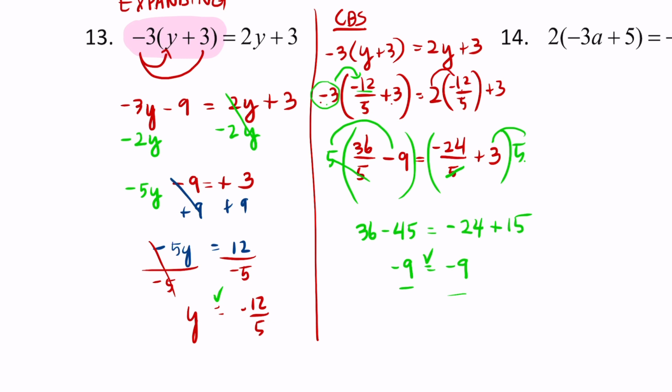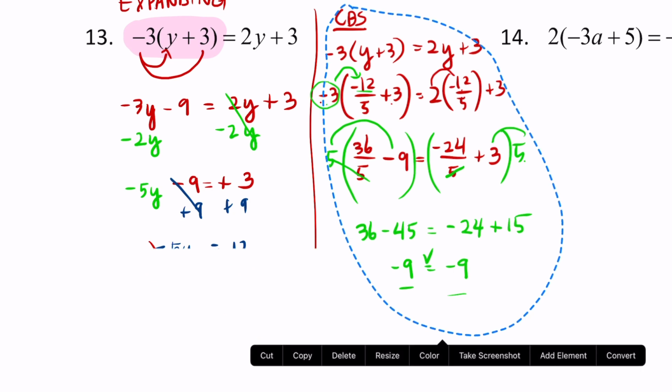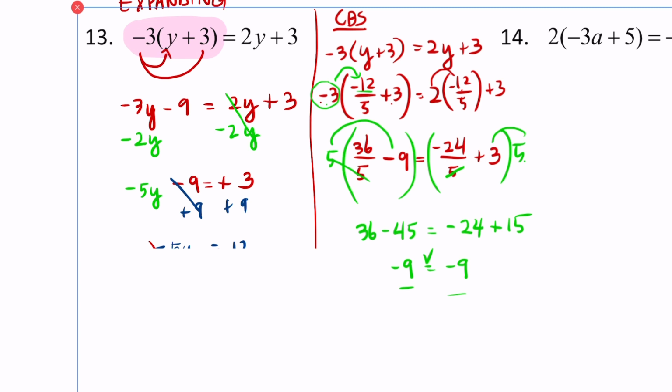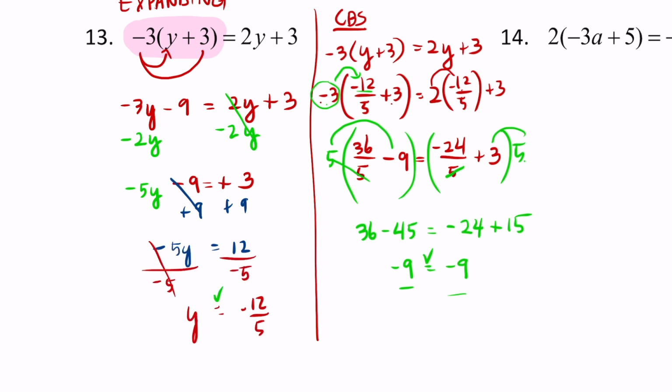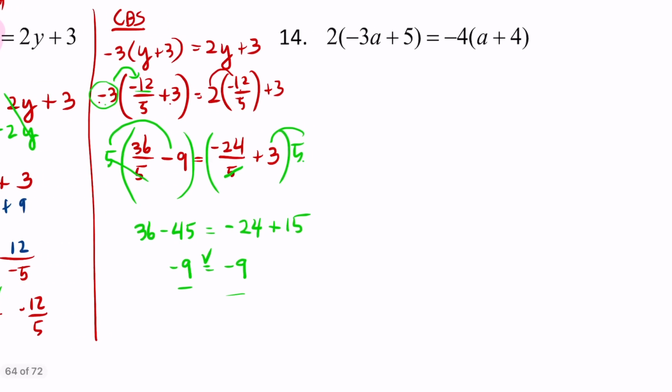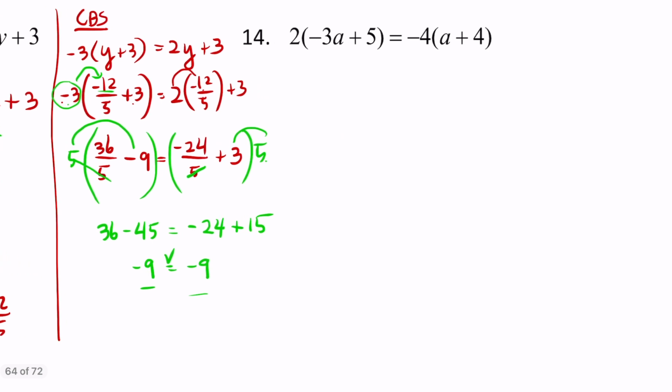Any questions? Okay. So let me just make this check by substitution a little bit smaller. So let's try this one. Same thing, distribute. So this becomes negative 6a, and this becomes plus 10 equals negative 4a minus 16, because negative times positive is negative, okay?